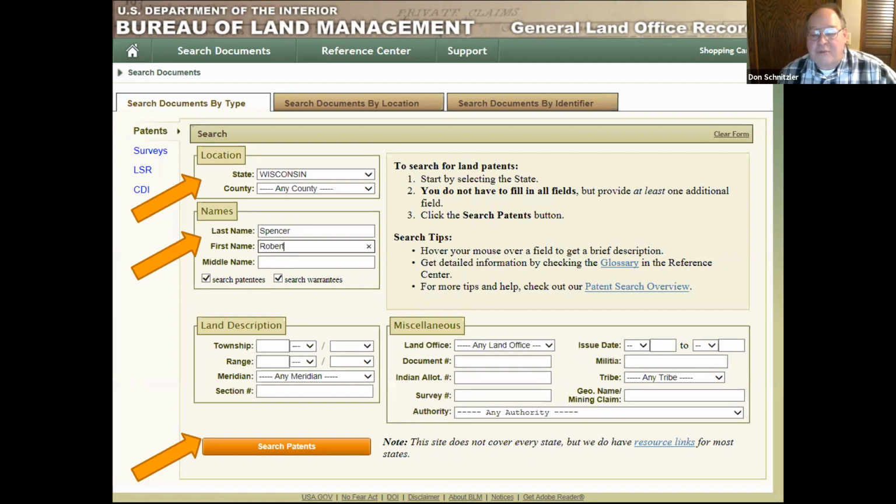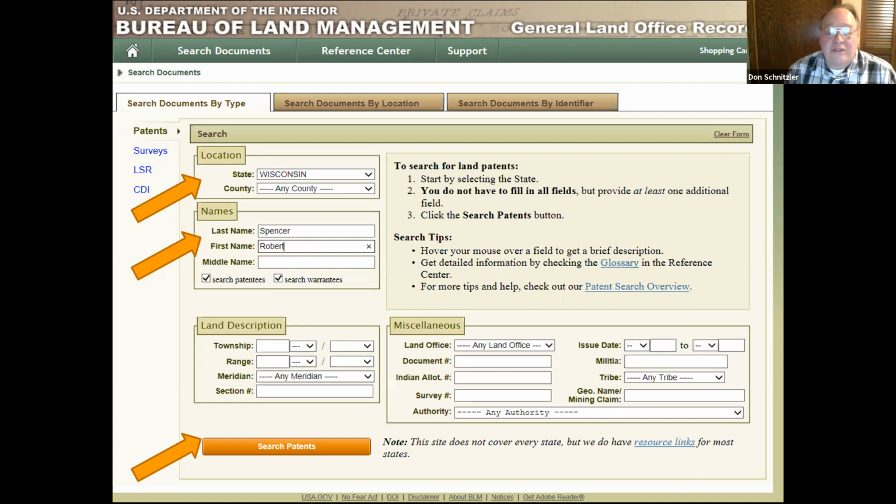So I know my Robert Spencer was in Wisconsin, that he homesteaded and that he was successful. If I didn't know the location, what I would do is put Wisconsin, because I know it was Wisconsin, and then his first and last name. Now, one thing about this site is it's very dependent on spelling. So if you have an unusual name that might be spelled different ways, you might want to leave things blank or play with the spelling, do alternate spellings if something doesn't turn up.